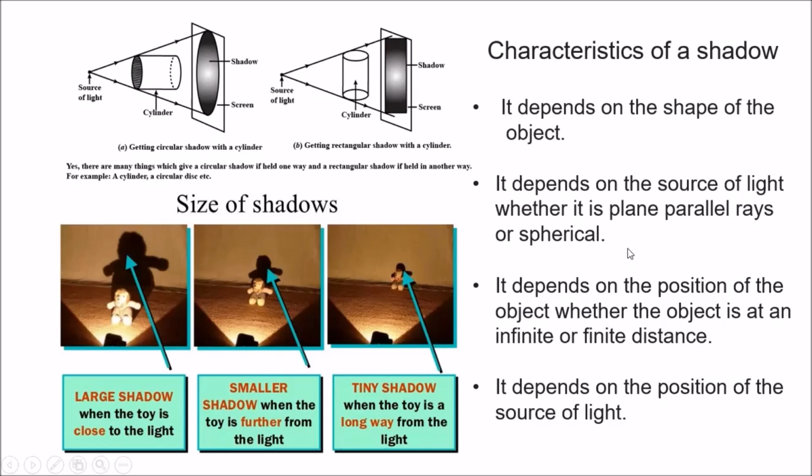It depends on the source of light, whether it's a plane, parallel rays or spherical, how light is passing from a source of light. It depends on the position of the object, whether the object is at infinite or finite distance. It also depends on the position of the source of light.